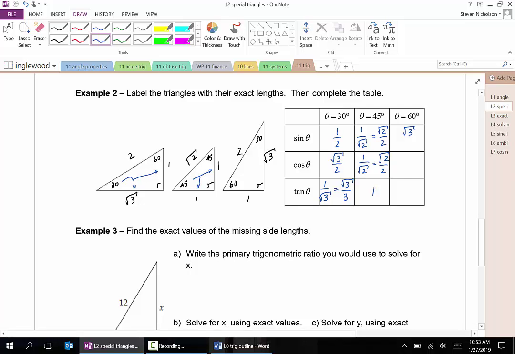Okay, so I'm just going to fill these in. 60 degrees, sine is opposite over hypotenuse. Cosine of 60 is adjacent, which is 1, over hypotenuse, which is 2. And finally, the tangent is opposite, which is root 3, and adjacent is 1, so I'm just going to write root 3.